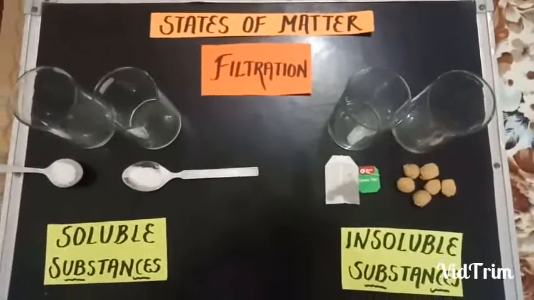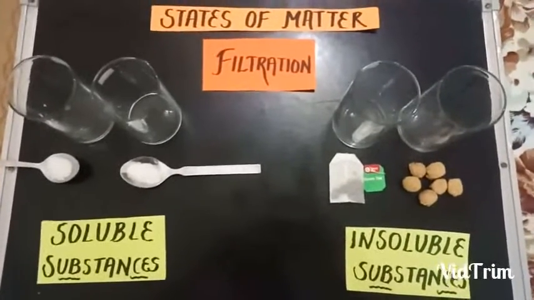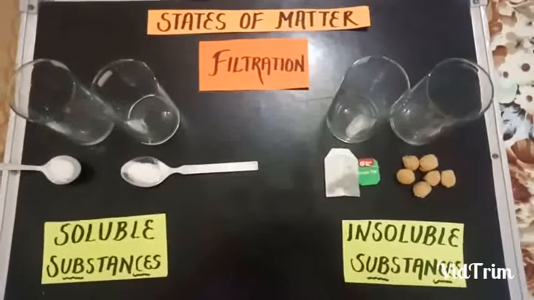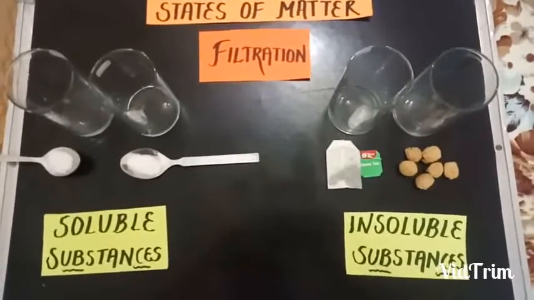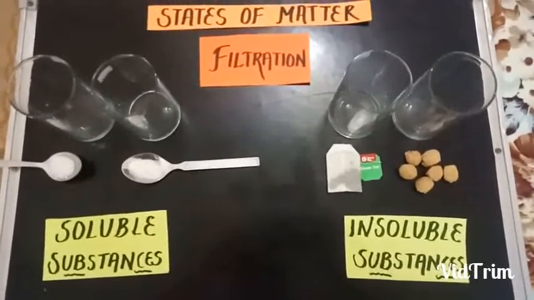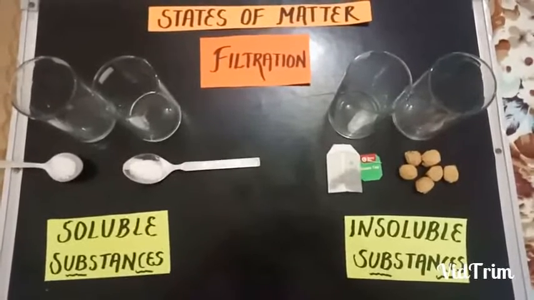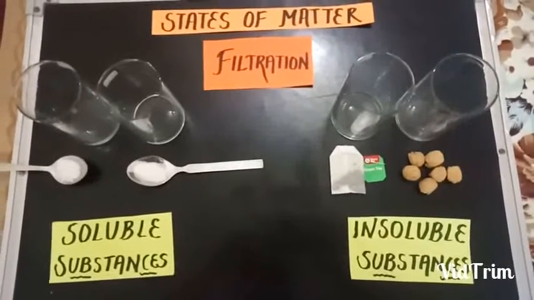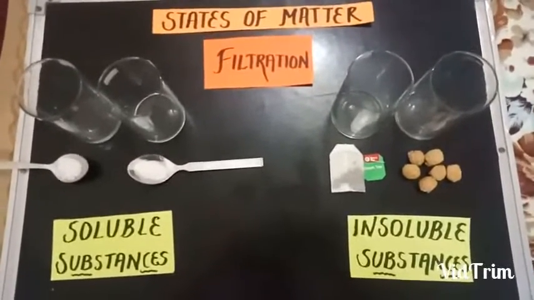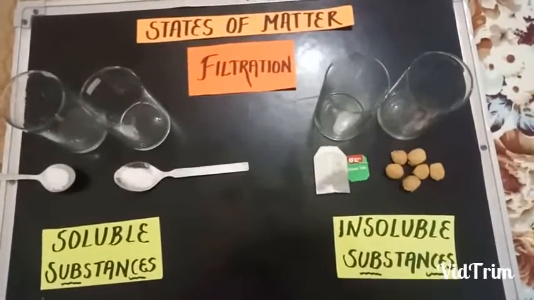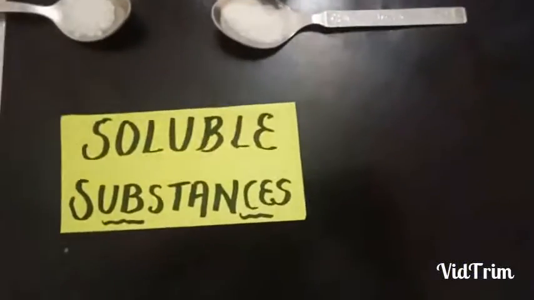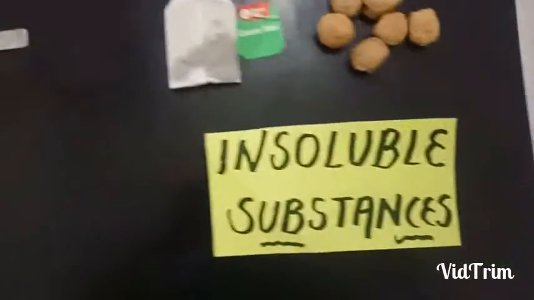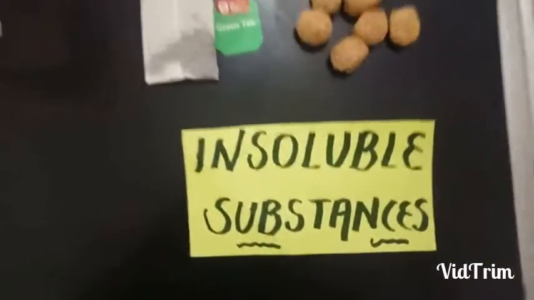So let's study about filtration. First of all, let me tell you what filtration is all about. The process by which two substances are separated by passing the mix through a strainer or filter is called filtration. Always remember that in this filtration process, one substance is soluble and the other substance is insoluble.